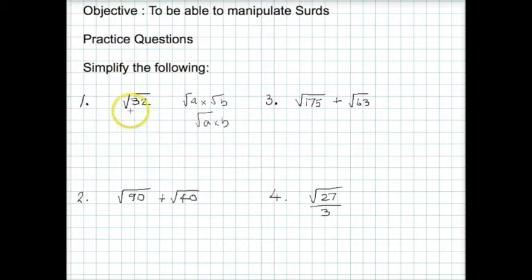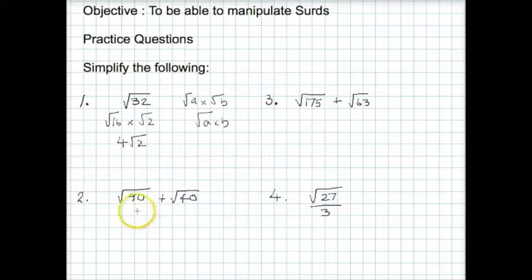So here I can see that 16 times 2 will multiply to give me 32, and 16 is a square number. So I can split this root into root 16 times root 2. But root 16 can be rationalised because root 16 is 4. So our answer just simply becomes 4 times root 2. We don't write the times sign, it just becomes 4 root 2 in its simplest form.